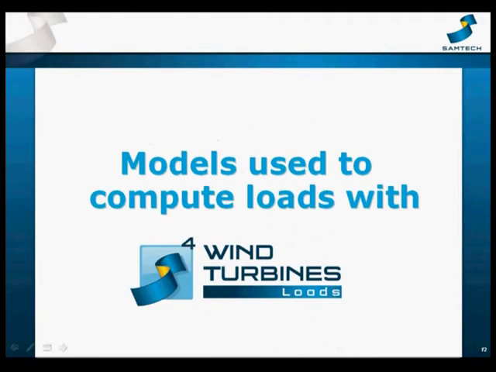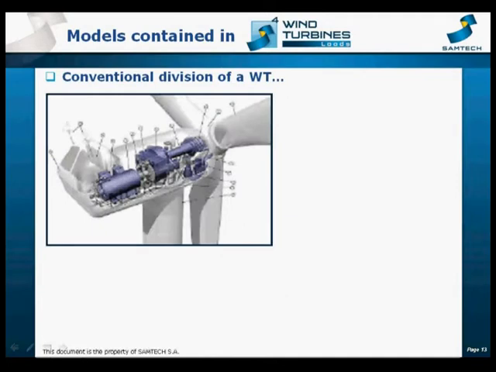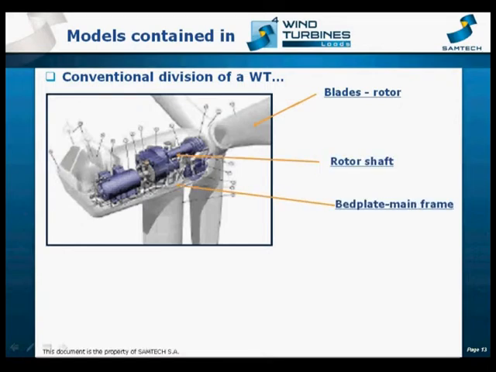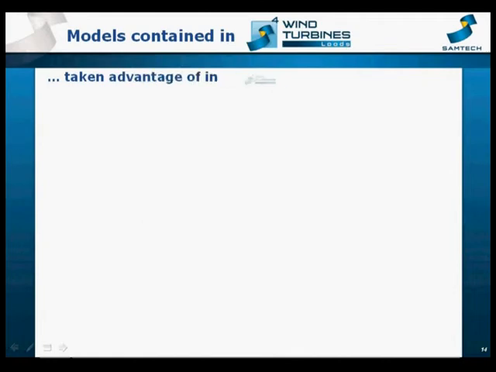Now that we have understood why properly computing loads is important, let's focus on how to do it using SAMSEV4 wind turbines loads. Wind turbines are usually divided into several main components: the rotor, including the blades, the rotor shaft, the bed plate and the main frame, the gearbox and its housing, the high-speed shaft, including brake and slip clutch, the generator and its frame, and the tower. This division is reproduced in our SAMSEV4 wind turbines environment.